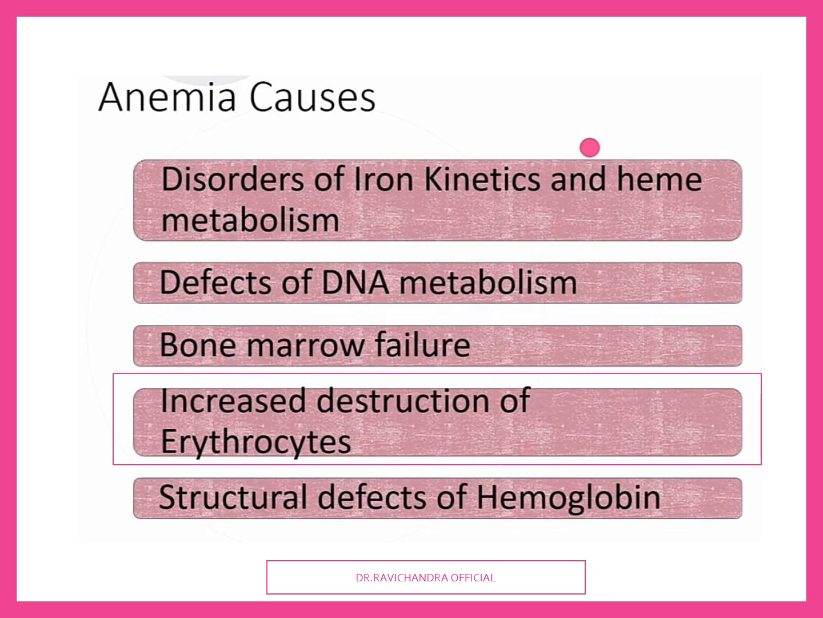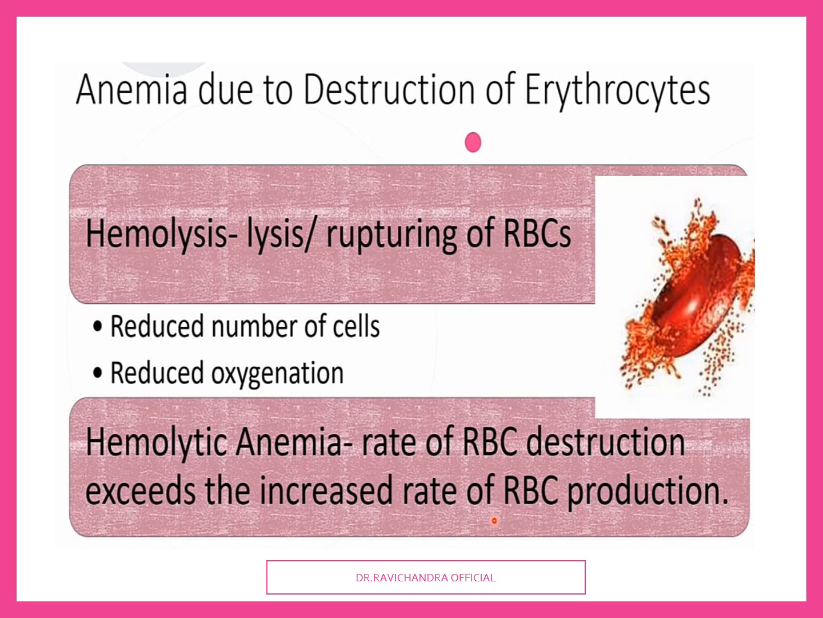Next cause of anemia is increased destruction of erythrocytes: hemolysis. Lysis means rupturing of red blood cells. There will be a reduced number of cells and reduced oxygenation. In hemolytic anemia, the rate of RBC destruction exceeds the rate of RBC production.